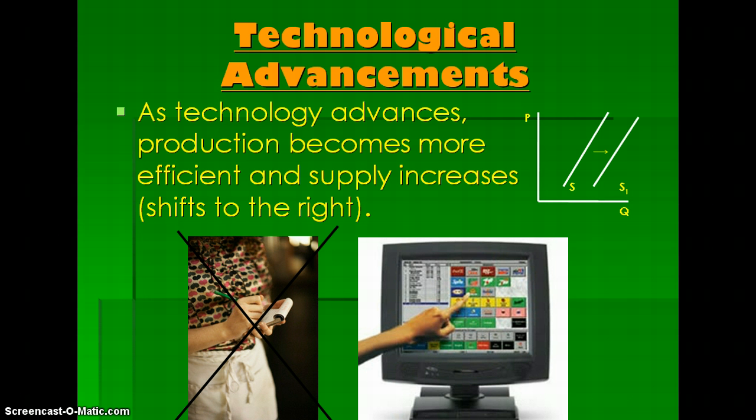Let's start with technological advancements. As technology advances, production becomes more efficient and the supply increases, or shifts to the right. A good example of that is a waitress who had to write down all the orders on a piece of paper. Now all of a sudden you have a computer that can take those orders much more quickly. The food comes out more quickly, so you can supply food more quickly. The supply is going to go up.